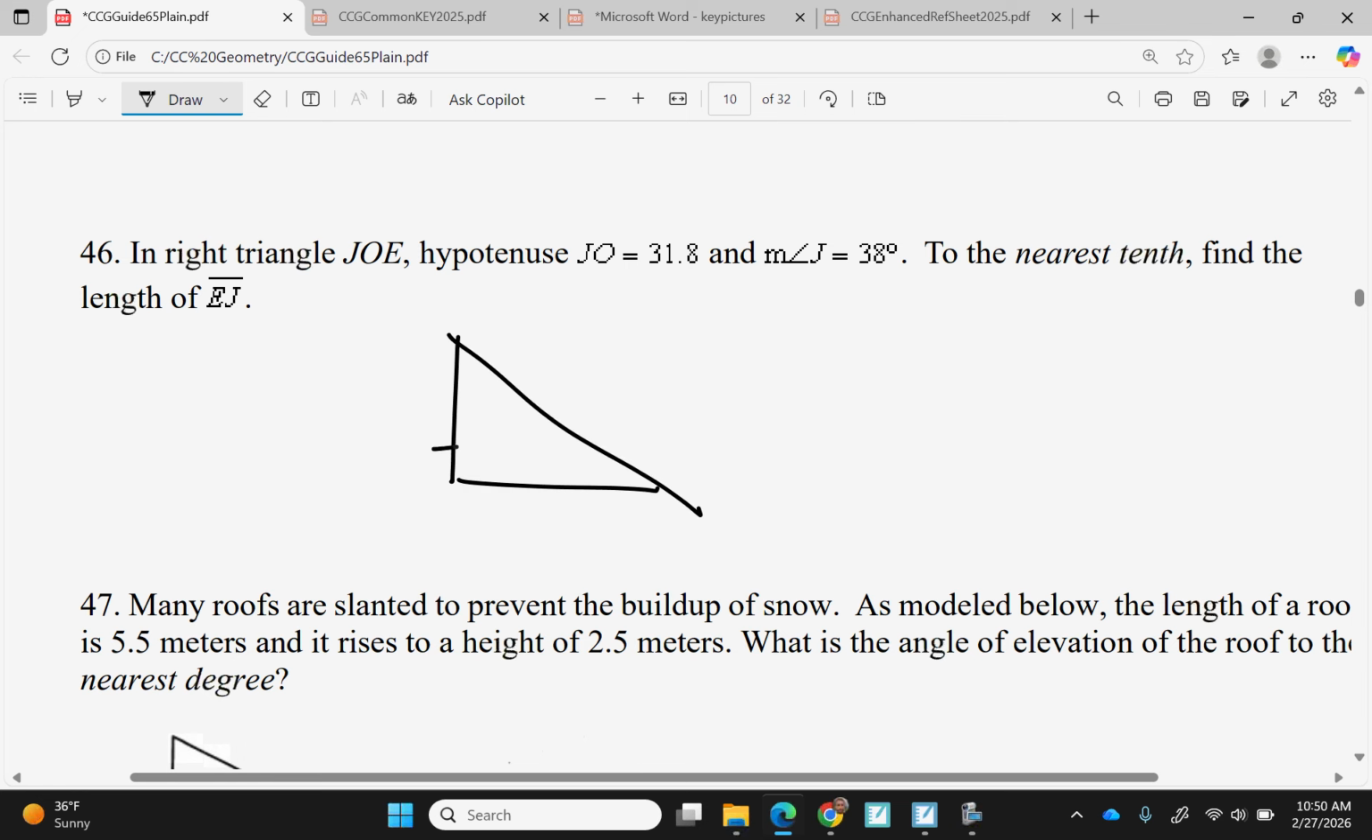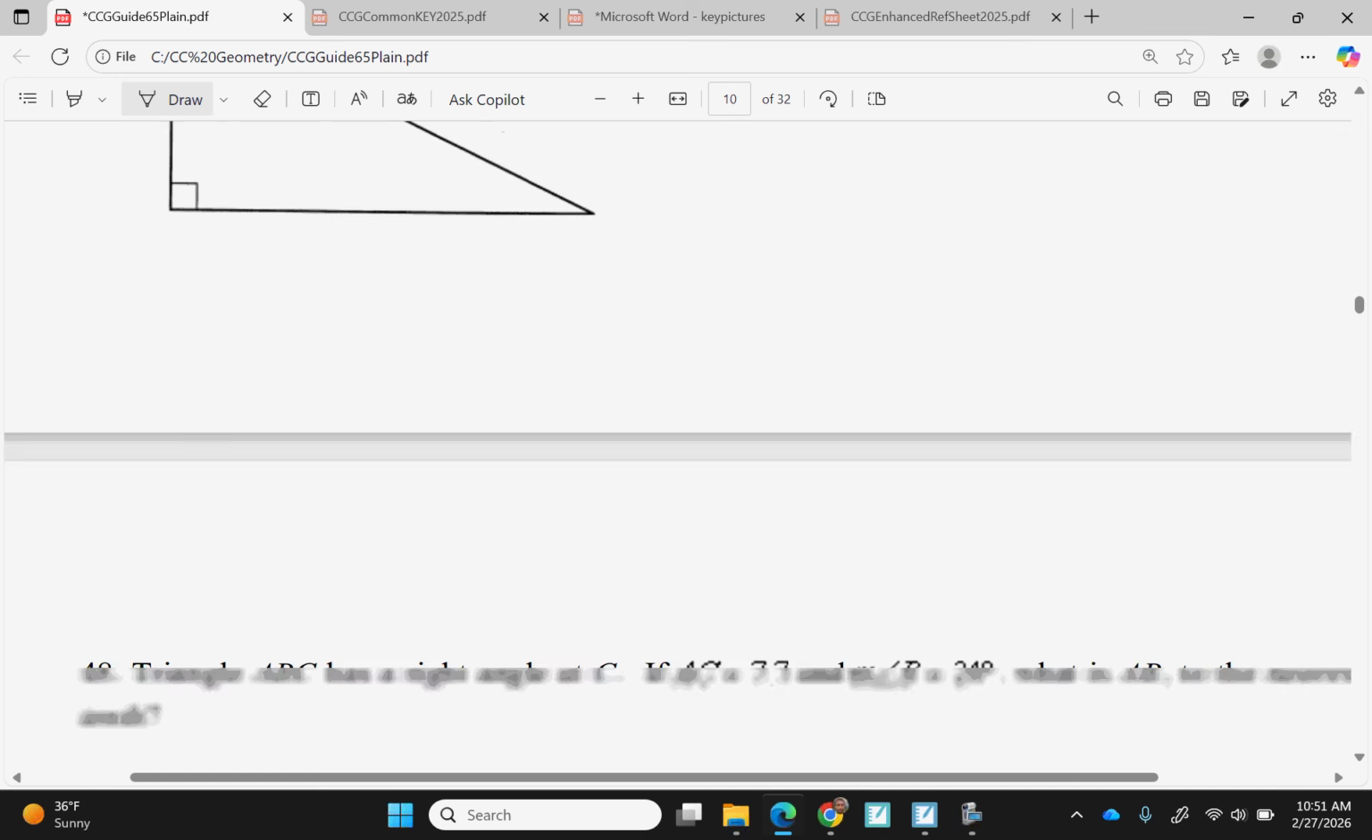It says JO is the hypotenuse, so JO I'm going to label there and there, which means that E would have to be the right angle. JO is 31.8, angle J is 38. It's asking for EJ, put an X on what you're trying to find, and now from there it's the same thing. So don't be afraid to draw your own picture. Just start drawing it, put the letters where it says to, and you should be fine.